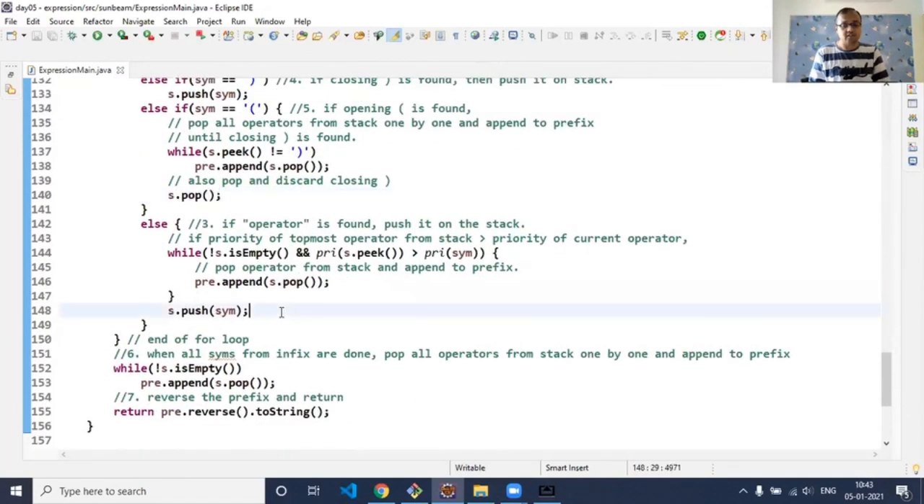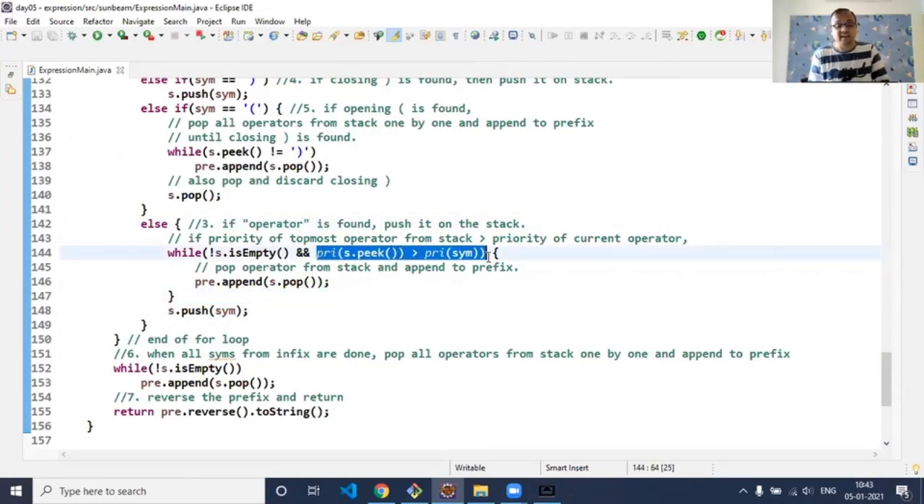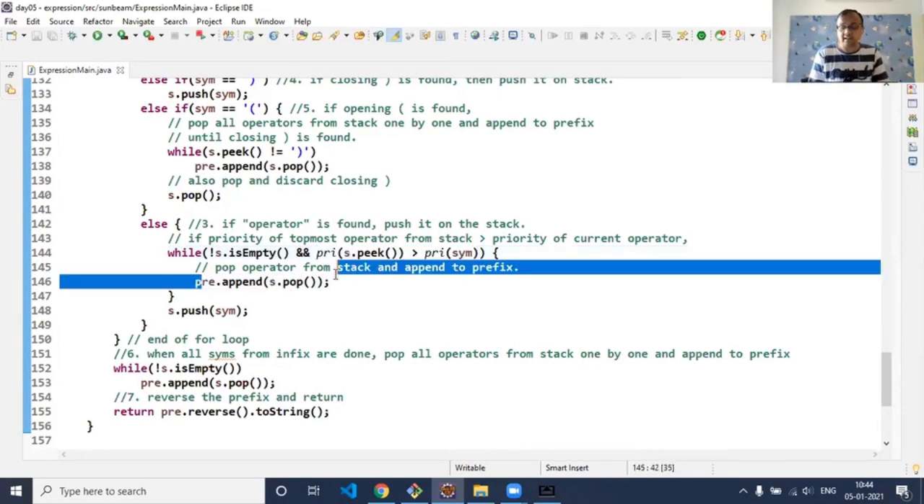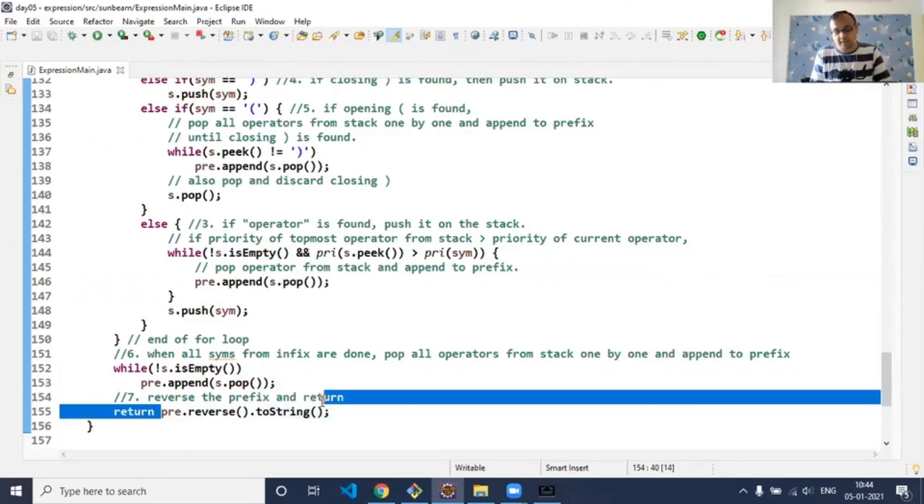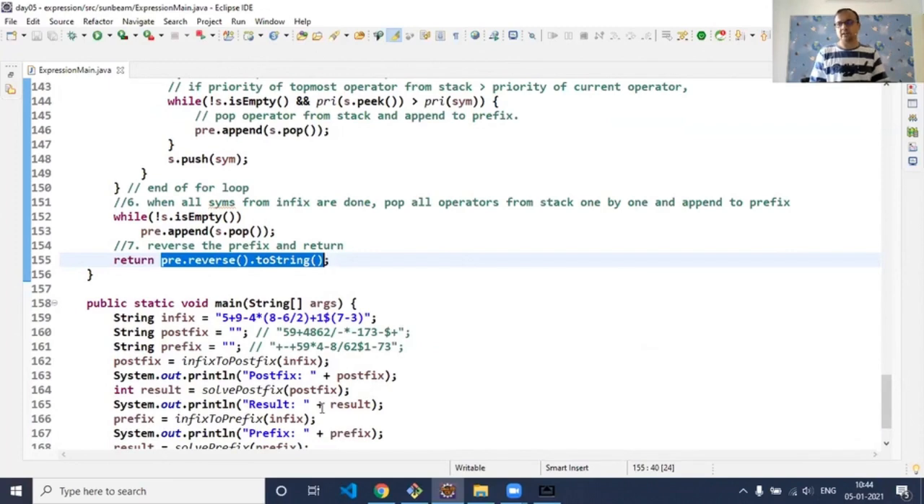As far as the priorities are concerned, when an operator comes, we push it on top of the stack, but before that, if the priority of the topmost is greater than the priority of the current, then append that. Take care of that. This is also done, and the rest is okay. Last point: whatever your prefix is, reverse it and then return it. That is all we need to take care of.